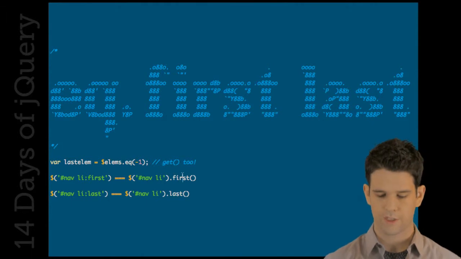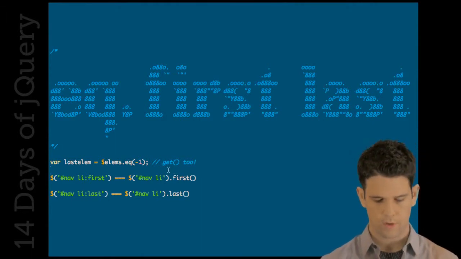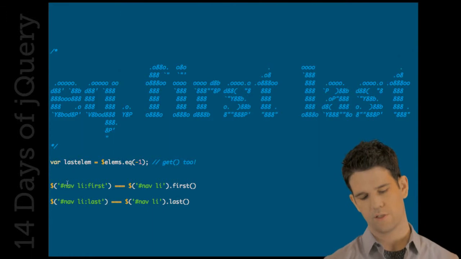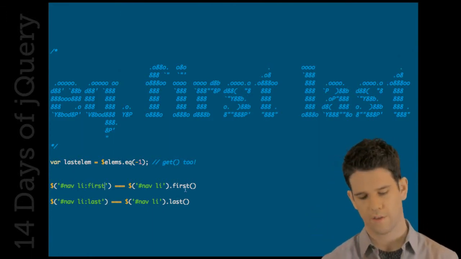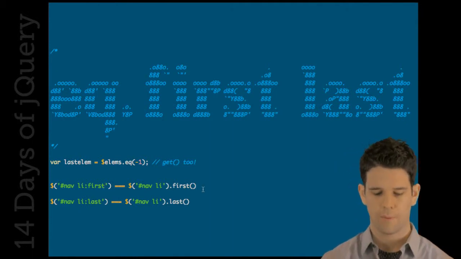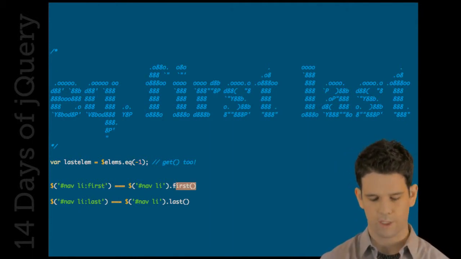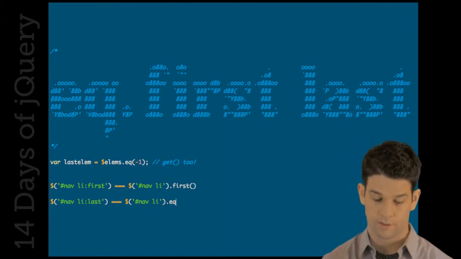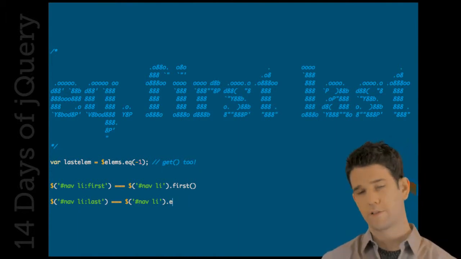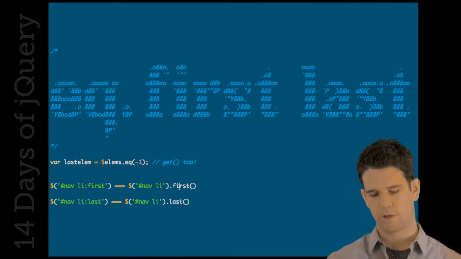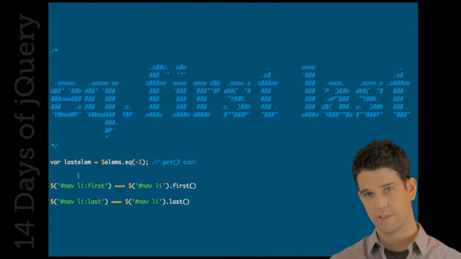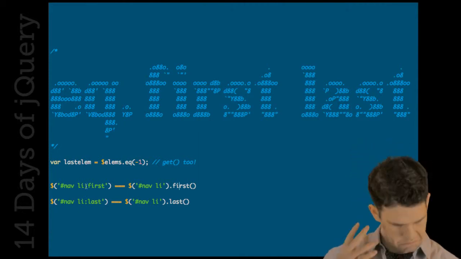And then we have the addition of the first and last methods. Before we might have used the first pseudo selector inside a selector string, and now we can actually just call the first filter. I want to point out that this is exactly equivalent to EQ 0. And same thing with the last method, exactly equivalent to EQ -1. Also, from a performance standpoint, it will be a little bit faster to be using first or EQ or last versus doing it inside of the selector string. A little bit faster.